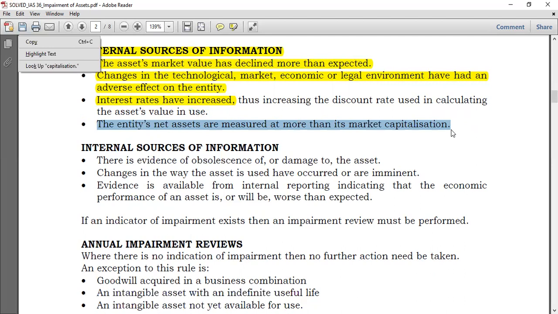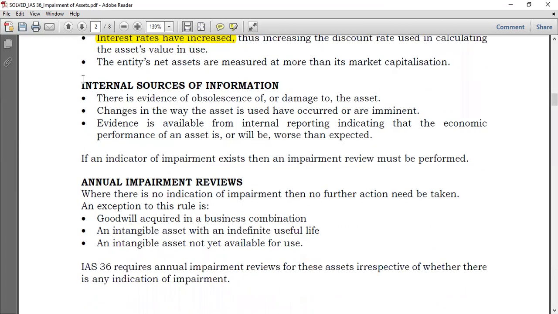Net assets are measured above the value of equity. This actually would also lead to something like this. So let's go to other factors, which are internal sources of information.